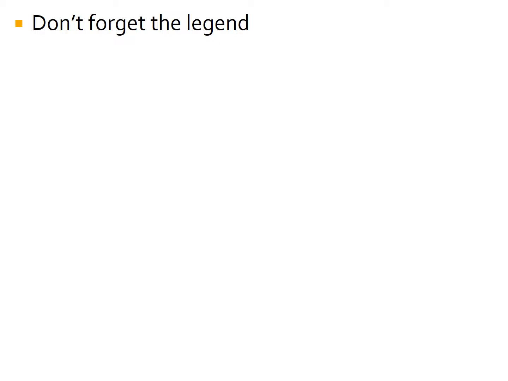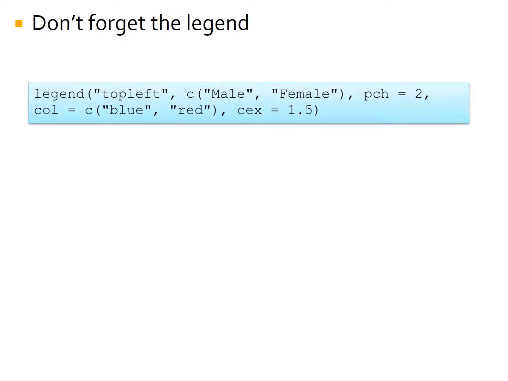Okay. Oh, don't forget about the legend. So I make the legend. The position is on the top left. And I have two elements in the legend, male and female. PCH is the plot symbol, which is 2, which is a triangle. Color is blue and red, and CX is the size of the text and the points.